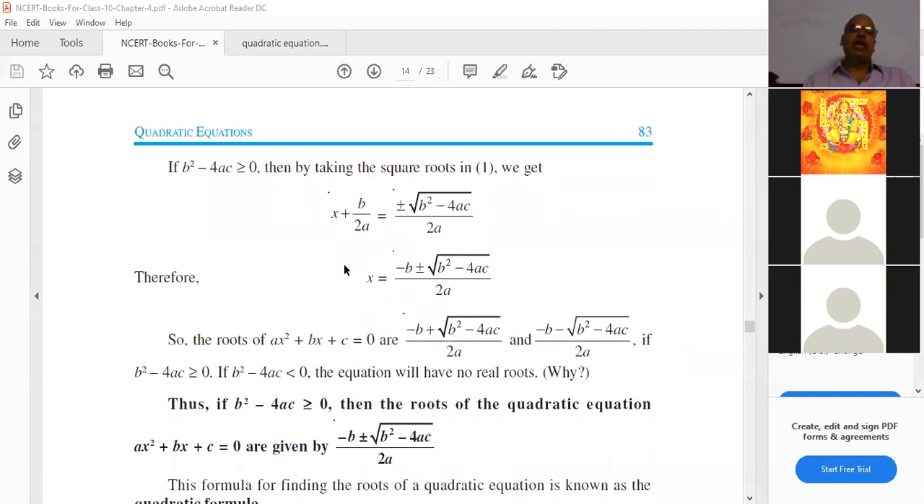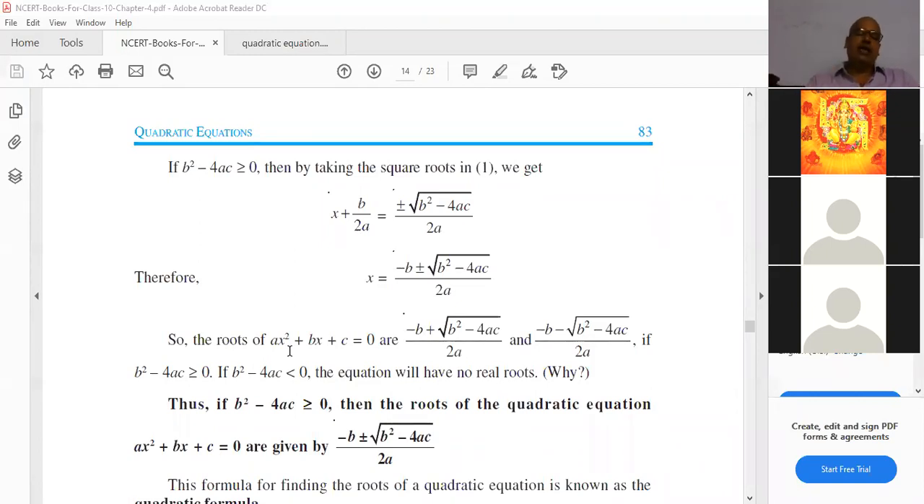This is known as the quadratic formula. If you are not getting factors, we will go for the quadratic formula. For the derivation, this full thing you have to write. So the roots of ax square plus bx plus c equal to 0 are minus b plus root b square minus 4ac by 2a, and minus b minus root b square minus 4ac by 2a.